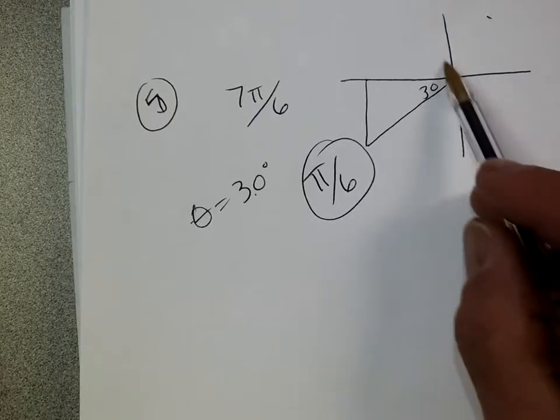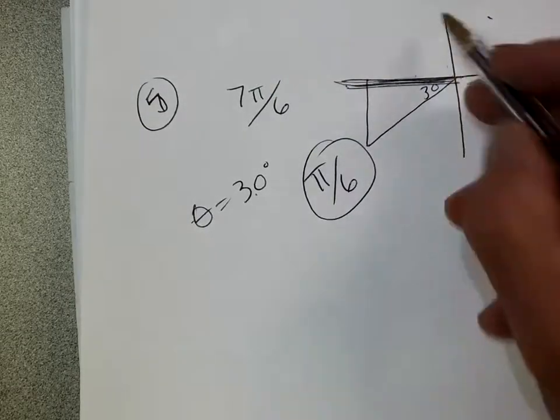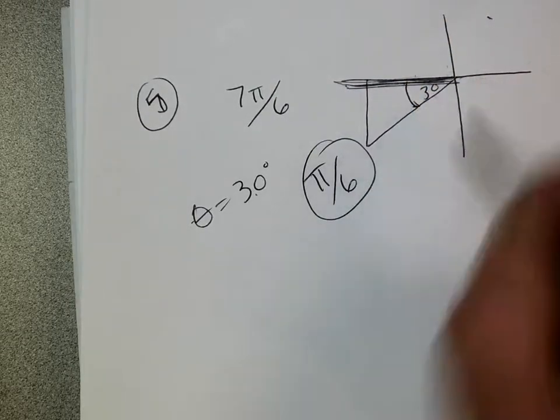So you just make your triangle, and you're looking for the triangle that is flush with the x-axis, and what is the angle of rotation from there, okay?